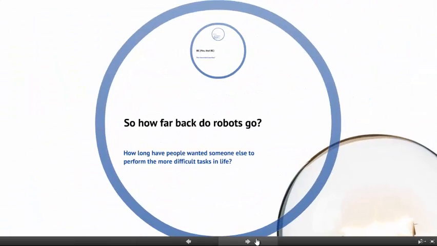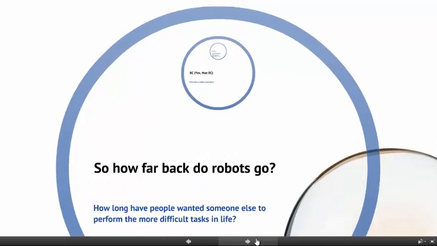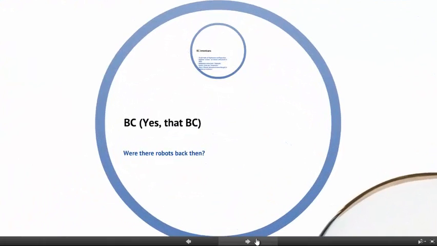So those are a number of examples of the robots that we can see. So how far back do robots go? Well, think about our natural instincts. How far back have we wanted other people to do our jobs for us? You may not initially think, when we talk about BC, before Christ, well, yeah, that's a long time ago, but did they really have robots back then? Well, like we said, the concept of having other people do stuff for us dates back as long as humans have been around. So what did robots look like back then?